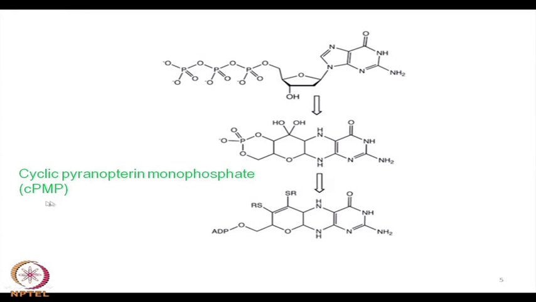So, these abbreviations are also nowadays very much important, because sometimes we find that some reactions we write are CPMP dependent reactions. So, it is nothing but cyclic pyranopterin monophosphate. You see that it is basically the typical conversion from the monophosphate to diphosphate and triphosphate. So, ATP, AMP and ADP type of conversion.